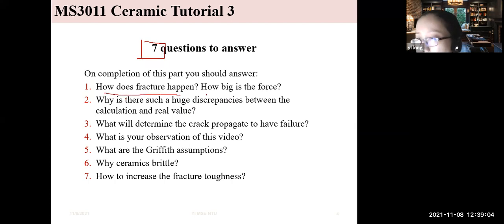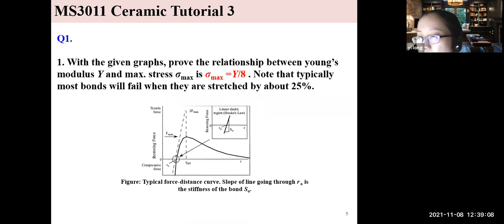How does fracture happen? How big is the force? As I promised you, I give you these questions, and a lot of conditions have already been given. With a given graph, provide the relationship between Young's modulus Y and maximum stress sigma, where sigma equals Y/8. Note that typical bonds will fail when they're stretched by about 25%. This is a derivation question, which will not be required in your final exam, in your CA3, but it is a very important conceptual question.